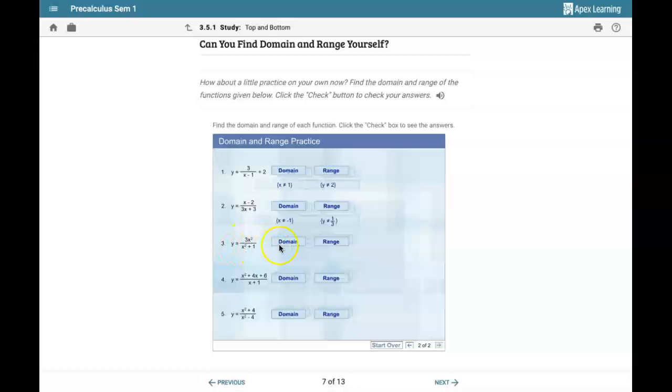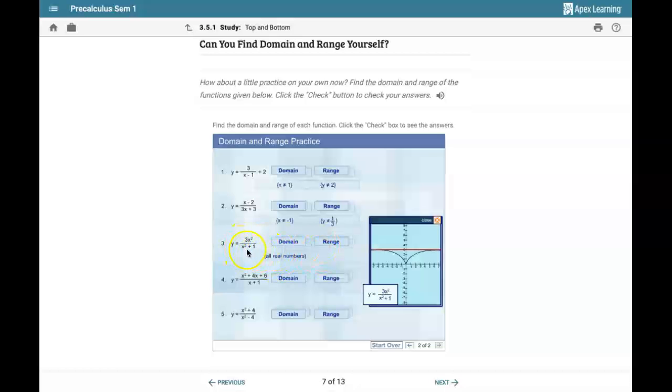For this one, the domain is all real numbers because, again, there's nothing here that we talked about that is going to make this one not true. So that's all real numbers for our domain. X can be anything. Now, remember, we talked about having our horizontal asymptote at y equals 3.